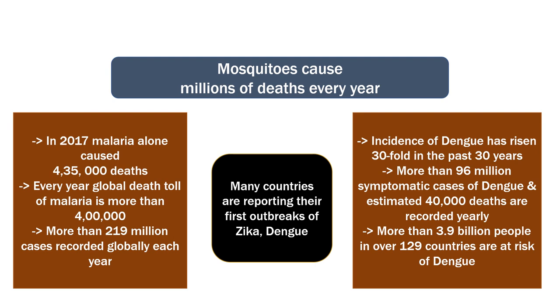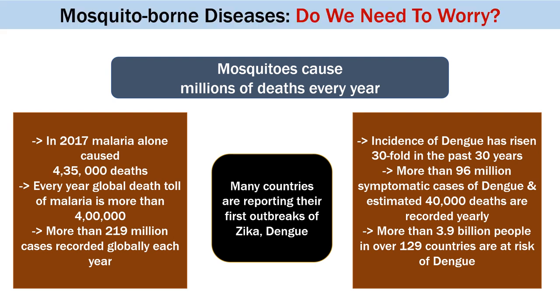So the question comes, in this 21st century, do we need to worry about mosquito-borne diseases? The answer is definitely yes, because even at current times, mosquitoes cause millions of deaths every year. If we look at the WHO report, in 2017 itself, malaria alone caused 435,000 deaths. Every year, the global death toll of malaria is more than 4 lakhs. More than 219 million cases are recorded globally each year.